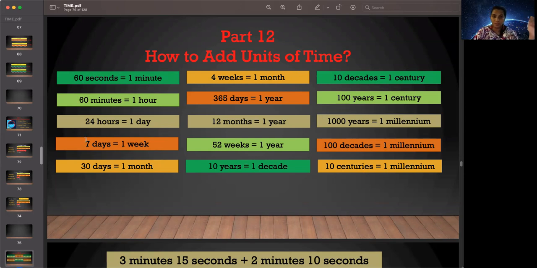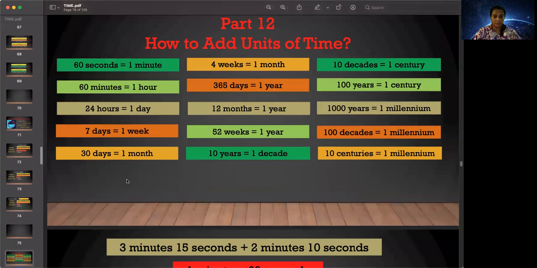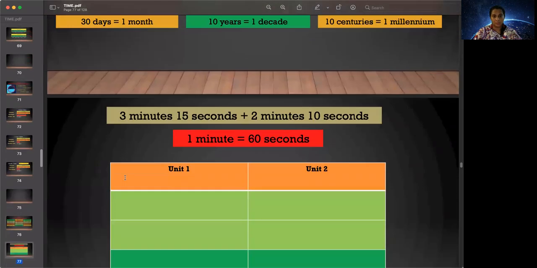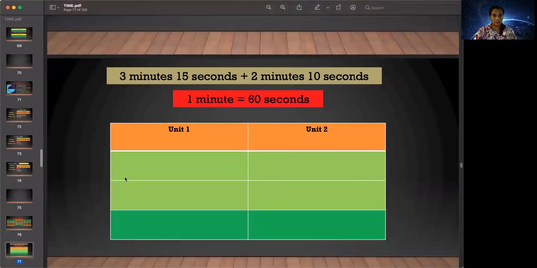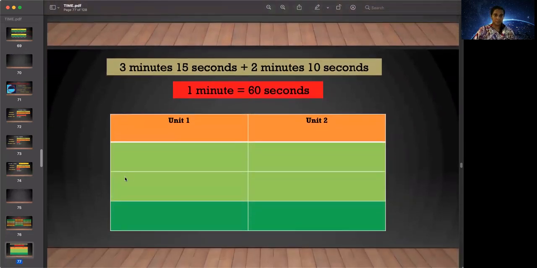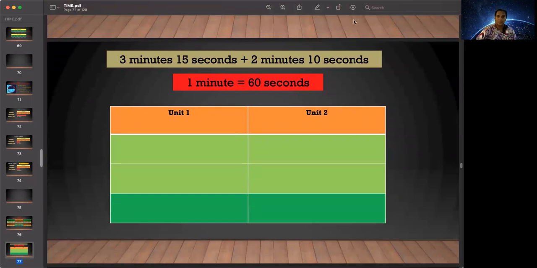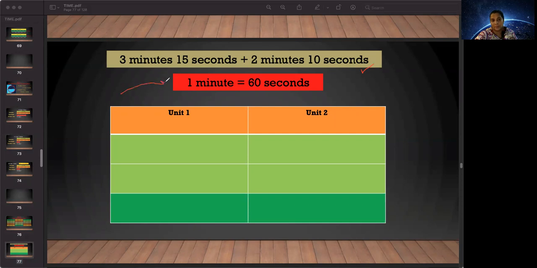If you can understand all this, then we can move on to adding, or in this case, today's video is adding units of time. Here we have a question: 3 minutes 15 seconds added with 2 minutes 10 seconds. What is the conversion that we need to know? We need to remember that 1 minute is 60 seconds.